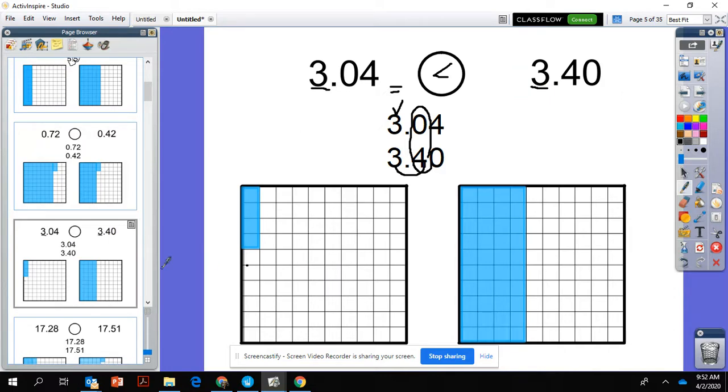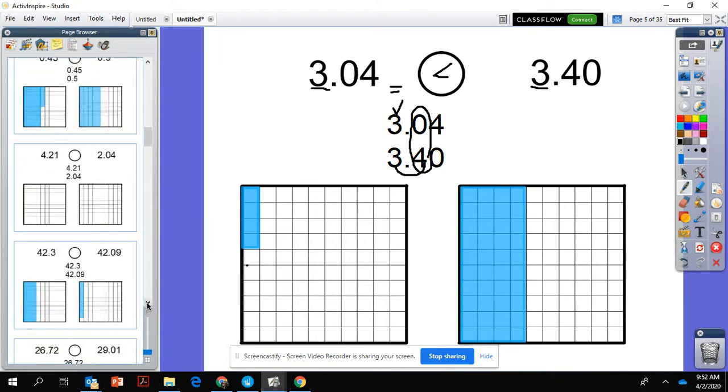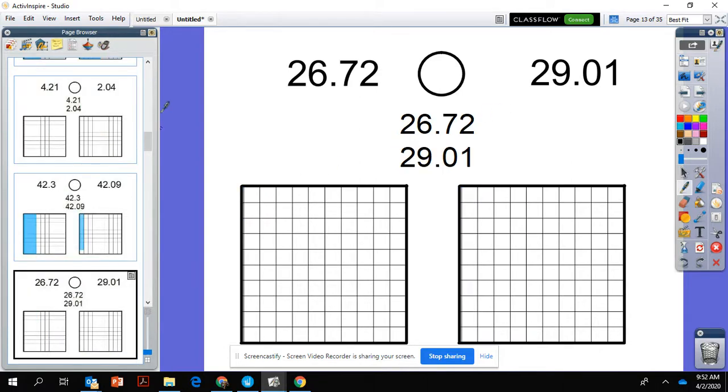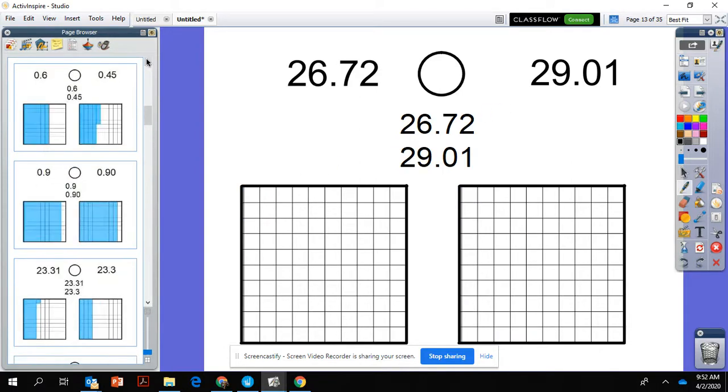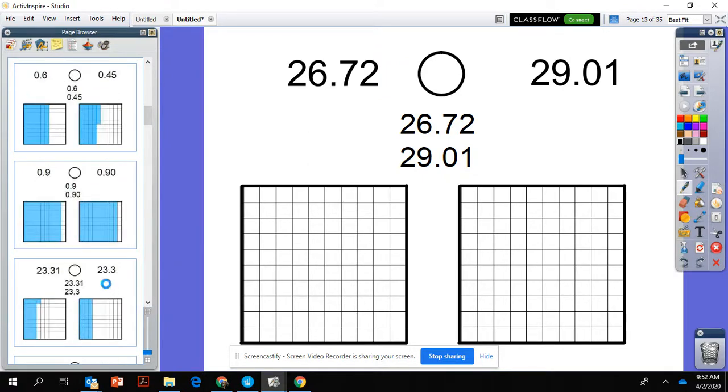Okay, let's do one more. Going down real quick, guys, excuse me. Let's go down to the one where we have, let's use this one. All right, also that one's not shaded yet. So let me just go back up to my one that has one that's shaded. All right, so let's go to this one.